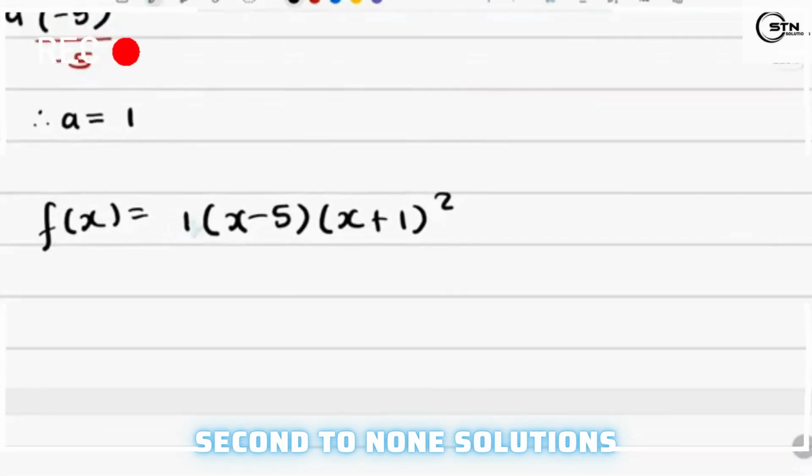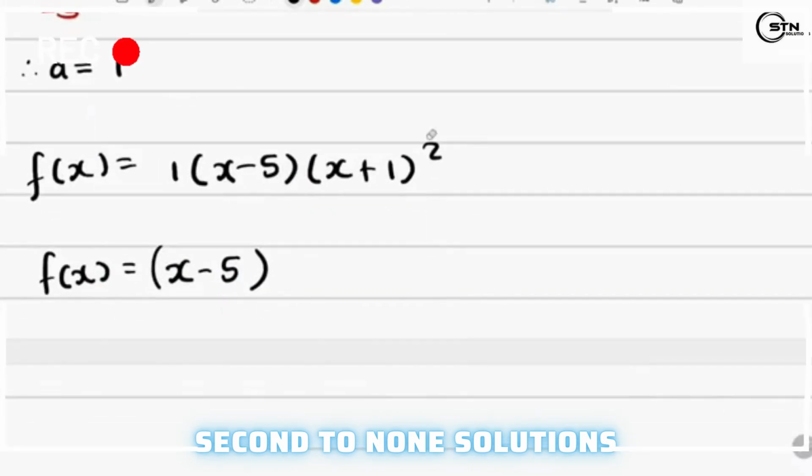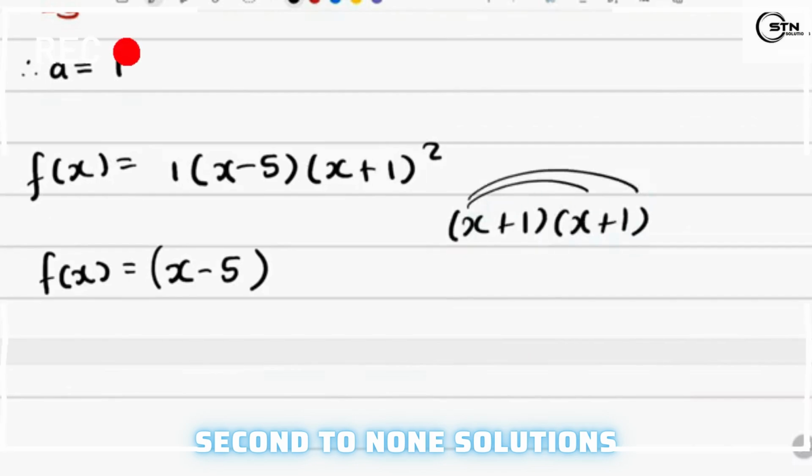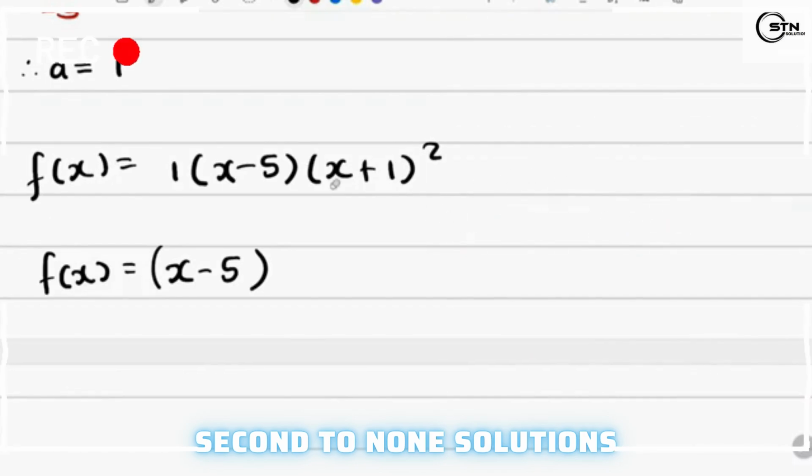So I can actually just pretend that 1 is not there. It multiplied. So f of x is equal to, we're going to leave this x minus 5 and then distribute that. Remember, that can be expressed as x plus 1 times x plus 1. That's what that squared is. So you could distribute the traditional way, or you could just do this.